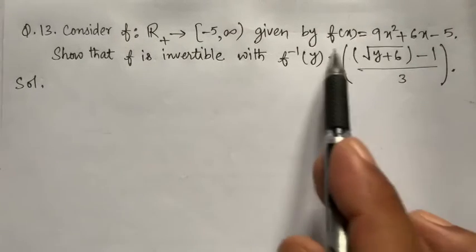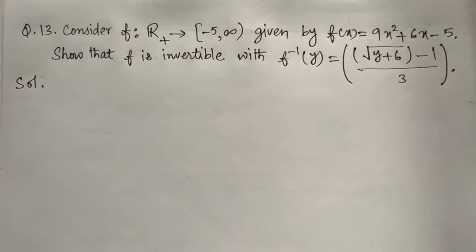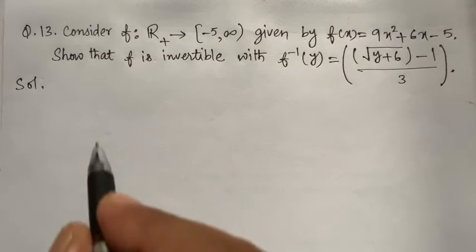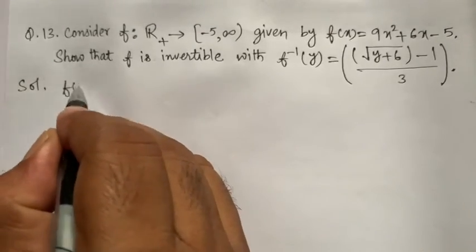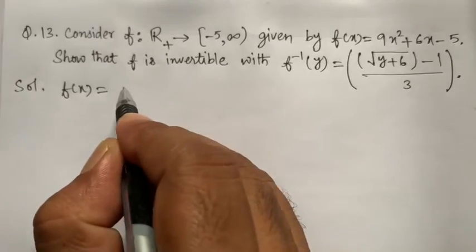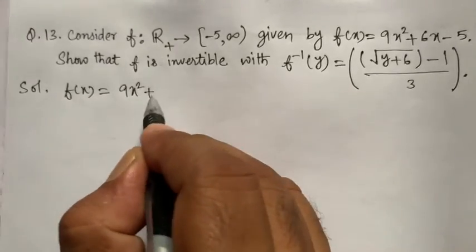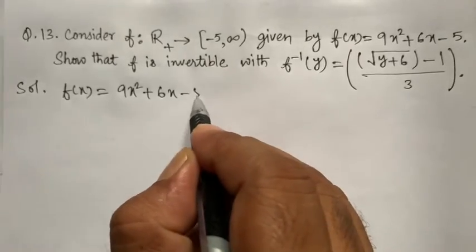Here we can see this is a quadratic function. Now we have already discussed one quadratic function of which we had to get the inverse. We had to show first that the function is invertible. That means we have already discussed a similar kind of question before, and today we are going to discuss this question. Now it is a quadratic function. f(x) is equal to 9x square plus 6x minus 5.